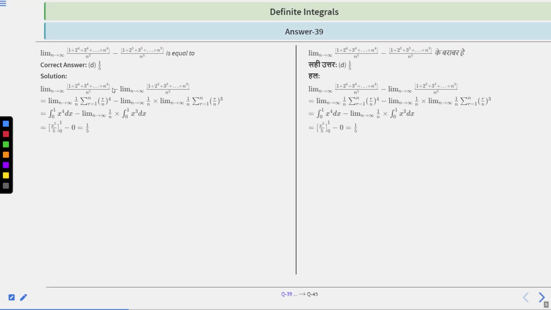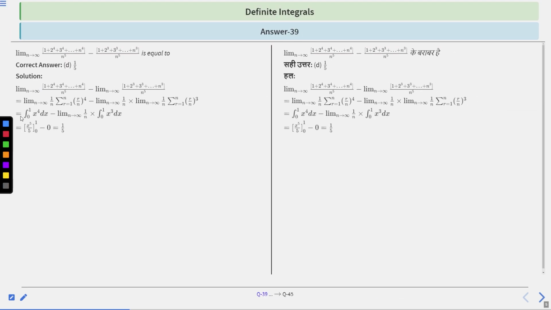Okay, let's move to the solution part. As the limit is for both, we can write the limits separately. Limit n tending to infinity of (1 plus 2 to the power 4 plus 3 to the power 4 till n to the power 4) upon n to the power 5 minus limit n tending to infinity of (1 plus 2 cube plus 3 cube till n cube) upon n to the power 5. What we have done is we have basically taken 1 by n as common.